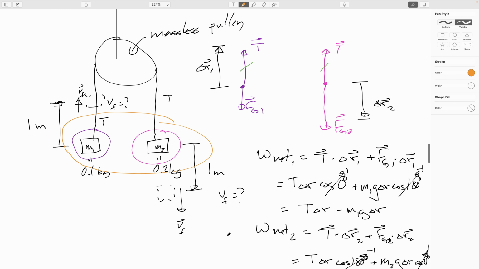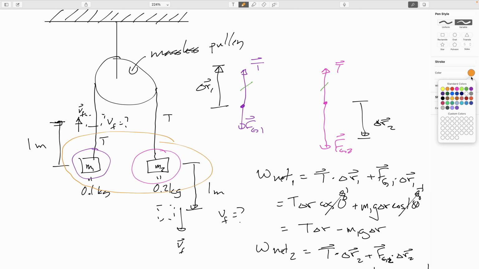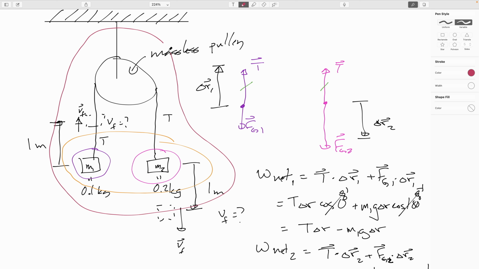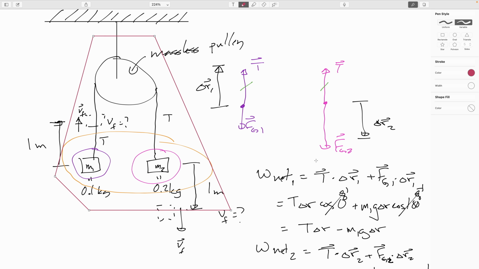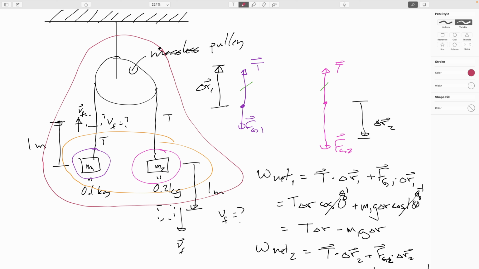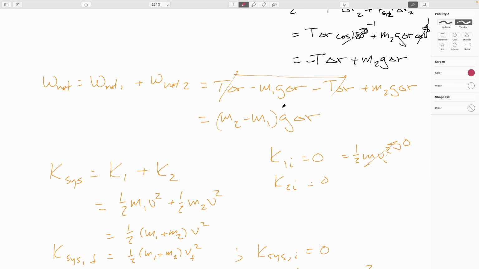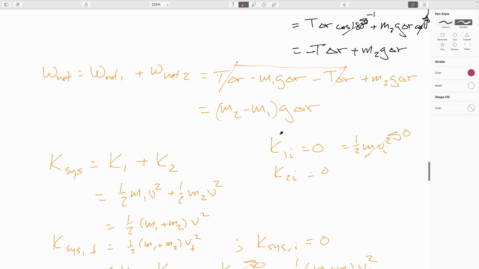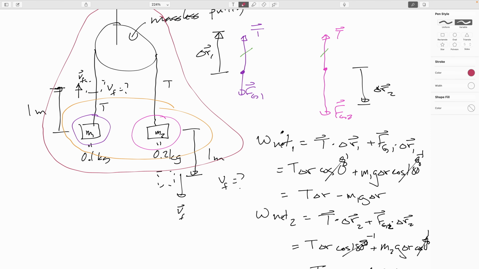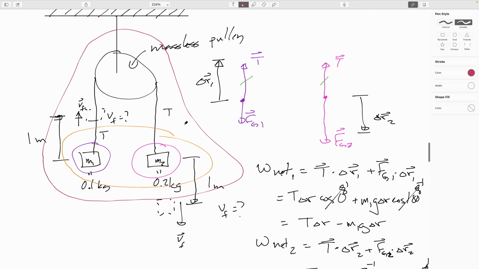However, let's go back. We could have been more clever about this. We could have chosen to make the system the whole shooting match, like so. Then we would have never had to worry about the work done by tension. We could have just immediately written that the net work was the minus mg delta r here and here to get this. And that would have saved us a lot of grief. And again, it would have been because we would have been able to make the tensions internal to the system.